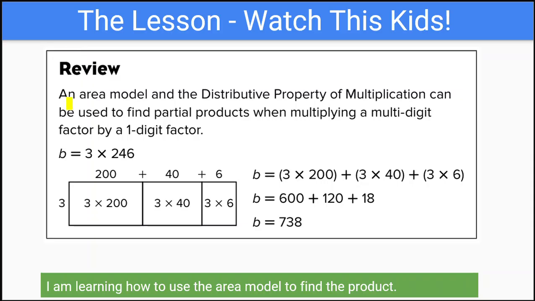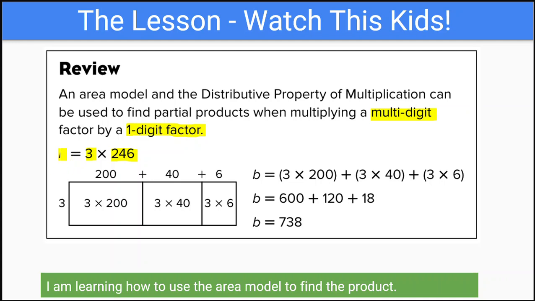Okay, it says an area model and the distributive property of multiplication can be used to find partial products. We learned this in the last lesson. And you can use this when you're multiplying a multi-digit factor, which just means more than one digit, by a one-digit factor. In the last lesson, we learned how to do 2 digits times 1 digit. In this lesson, you learn how to do 3 digits, like here's 3 digits right here. It's a multi-digit number times 1 digit. And we'll also learn to do 4 digits by 1 digit.